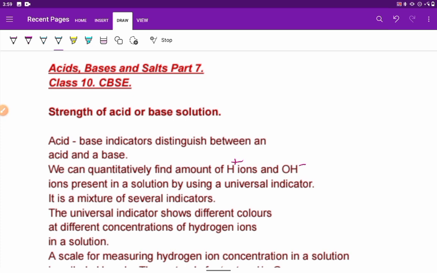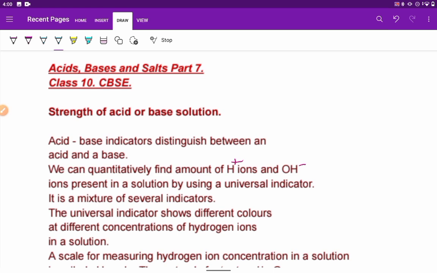Now we know that acid-base indicators can distinguish between an acid and a base. Indicators are meant for that, like litmus paper, phenolphthalein. They help us to find out whether the given compound is an acid or a base. We can also quantitatively find out the amount of H plus ions and OH minus ions present in a solution. How can we do that?